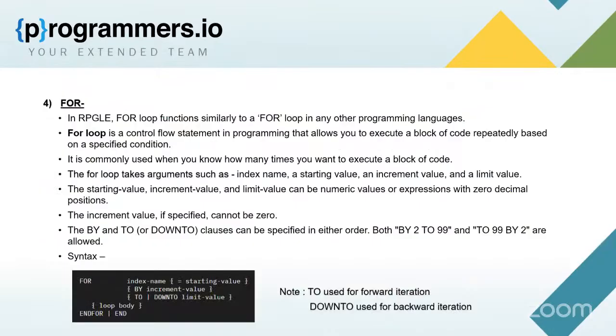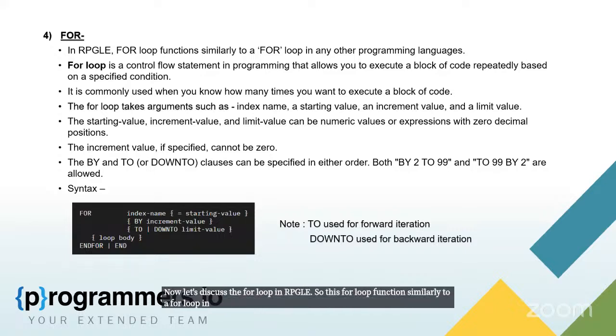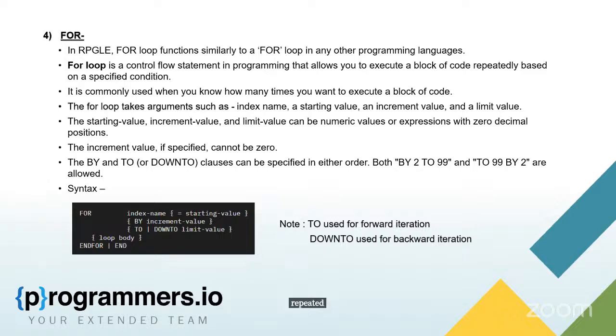Now let's discuss the for loop in RPGLE. The for loop functions similarly to a for loop in any other programming language. The for loop is a versatile control structure which is used for iterating over a range of values. This allows us to execute a block of code repeatedly based on a certain set of conditions.